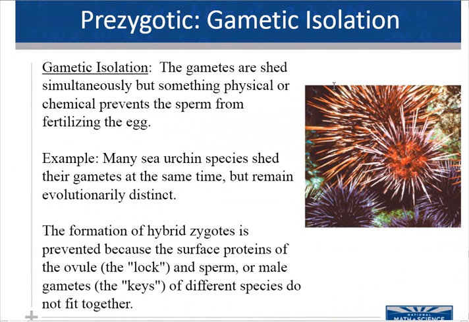Gametic isolation, this is the last of the pre-zygotic barriers. So imagine that two species have overcome all of the others. They get together in the same place at the same time, mate, do the right behavior, mate, put sperm and egg together, and they still don't produce an offspring. So there are factors that keep sperm and egg from different species from recognizing one another, and therefore the sperm cell doesn't enter the egg cell. That's gametic isolation.